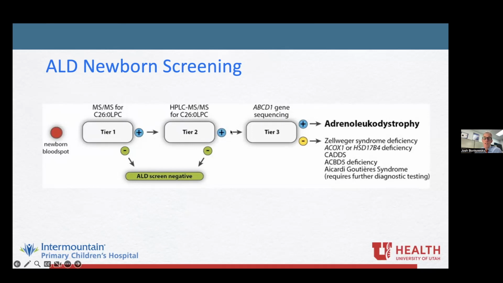At that point, if both the tier 1 and tier 2 screens are positive, usually the state lab notifies the primary care provider as well as a referral lab. The referral lab depends a little on the state. For example, in Utah, if there's a positive screen, I get notified. If there's a positive screen in California, a network of biochemical geneticists gets notified. It just depends on how each state has set up its screening process.